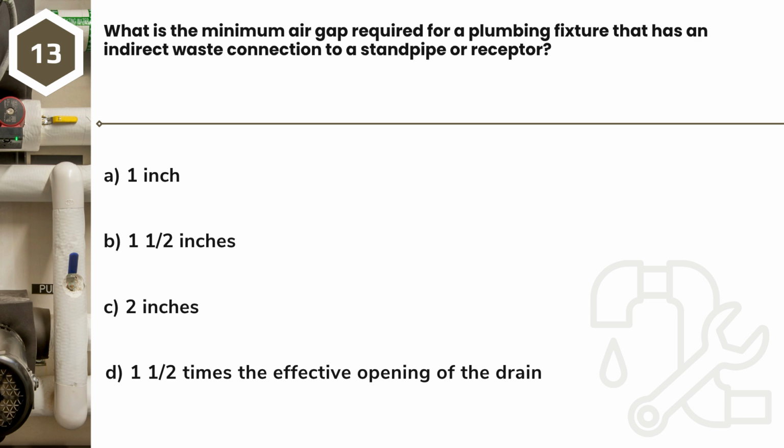Question 13. What is the minimum air gap required for a plumbing fixture that has an indirect waste connection to a standpipe or receptor? A. 1 inch. B. 1.5 inches. C. 2 inches. D. 1.5 times the effective opening of the drain.